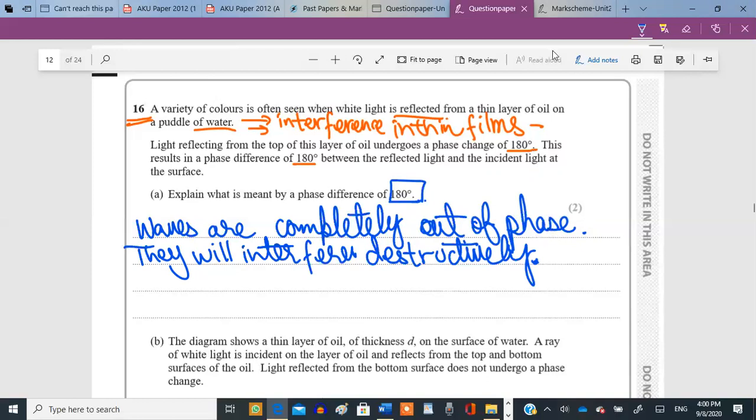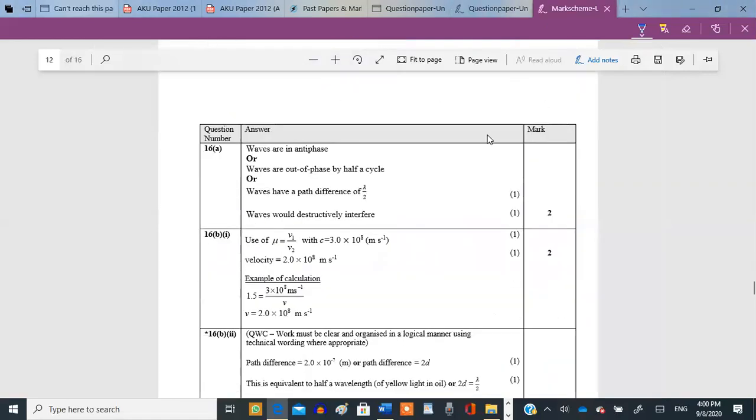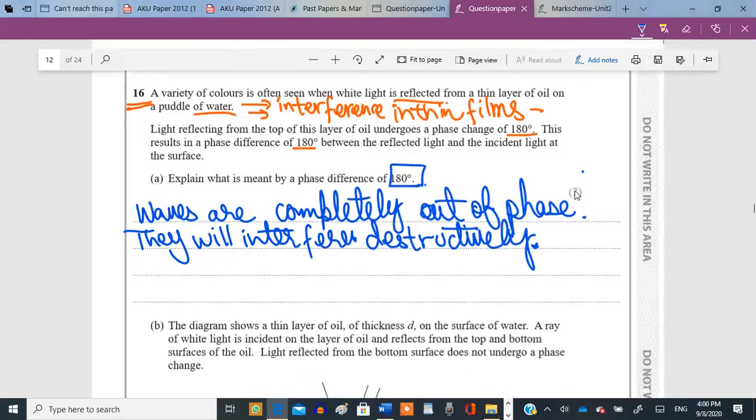Okay, so let's verify it from the marking scheme as well, the points that we need. Waves are in antiphase or waves are out of phase, and then destructive interference. We got both the points. Okay, is this clear?